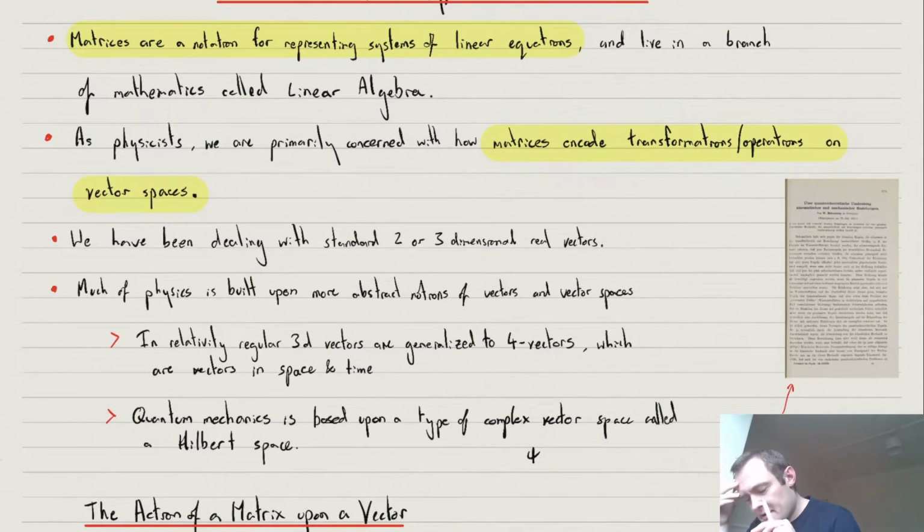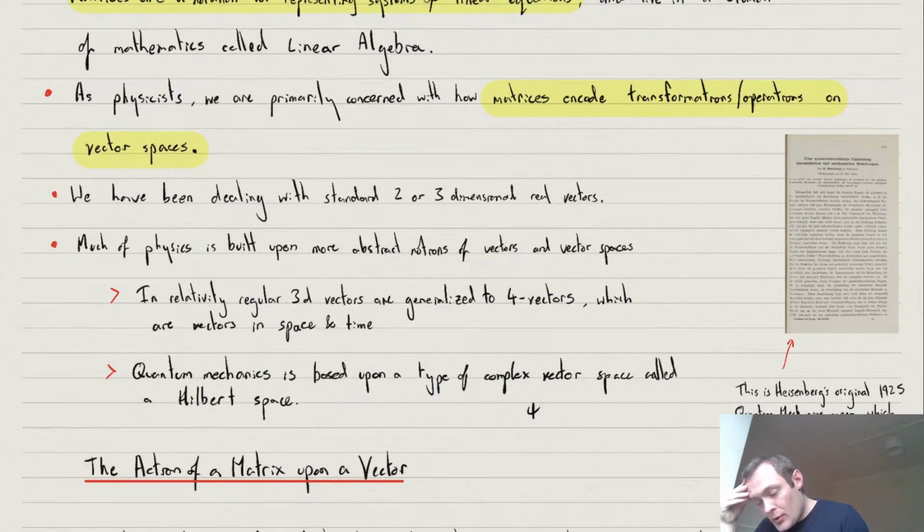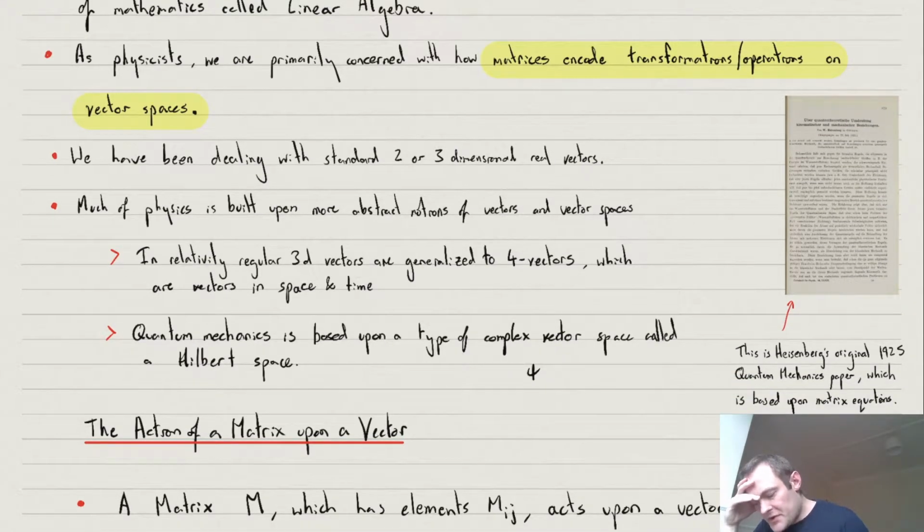Now, there's a few different ways or viewpoints you could take on matrices. As physicists, though, we're primarily concerned with how matrices encode transformations and operations on vectors and vector spaces. So yes, these transformations do become very important. Now, we've been dealing with standard 2 or 3-dimensional vectors and then vector fields. But much of physics is built upon more abstract notions of vectors and vector spaces.